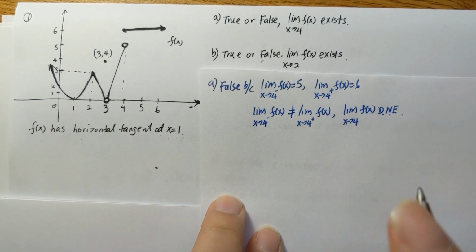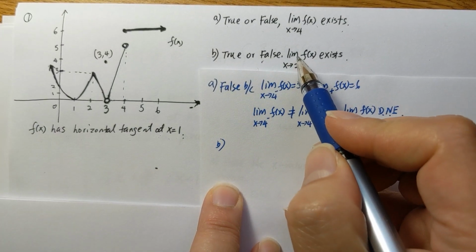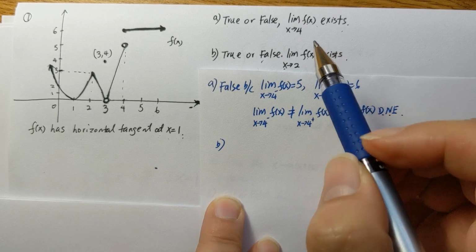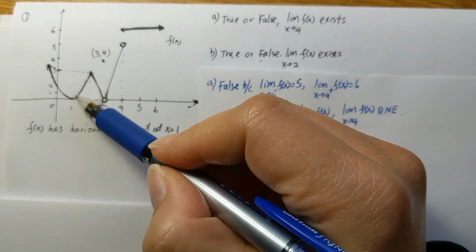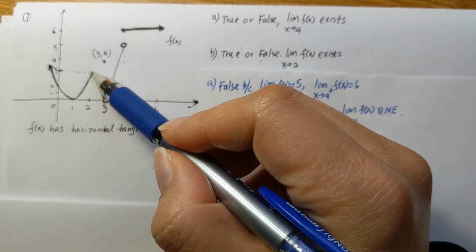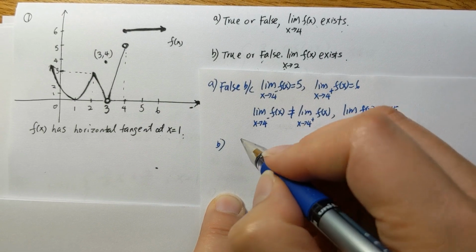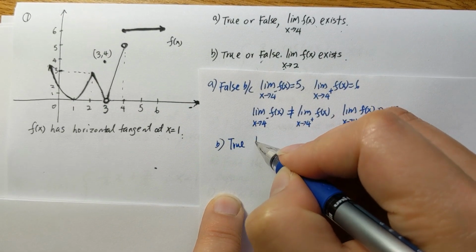Now let's take a look at number 1b. Is this statement true or false? Limit as x tends to 2 of f of x exists. At 2, you trace it from the left side, you go to 3, and trace it from the right side, also go to 3. So left hand limit equals right hand limit, therefore it exists. So it's true.